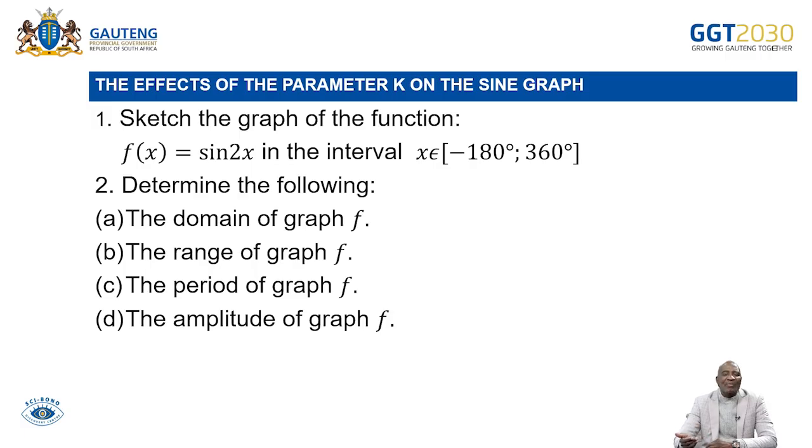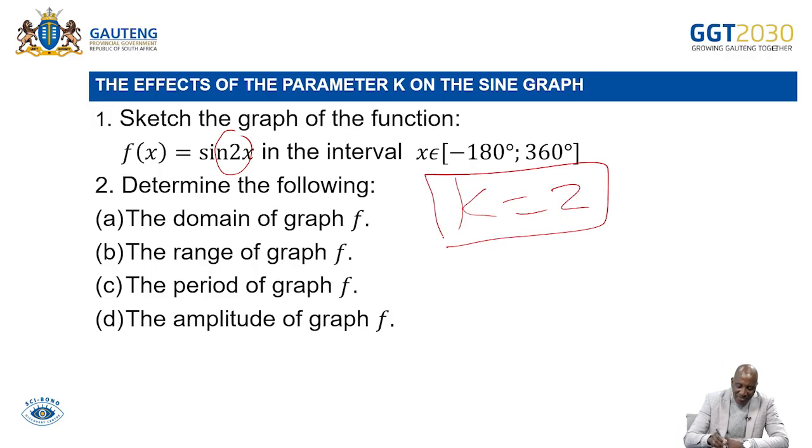Again, it's going to take us back to point-by-point plotting. Sketch the graph of the function f of x equals 2x. This time around, it's no longer 1x. It's now 2x there. I have introduced my parameter 2. So my k is 2. That's what I mean by parameter k.